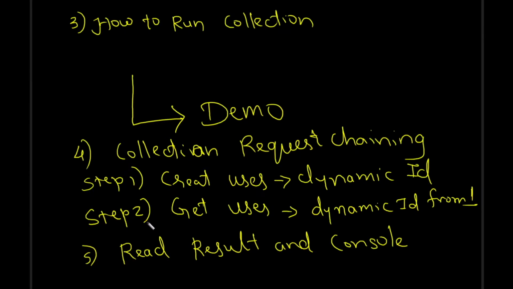So for this purpose, we have to pass this user ID, or a page ID in our case, dynamically to the GET request, and that is actually called chaining of requests in Postman. So the result of the first step is the input of the second step. So let's see a demonstration of how we can do that.